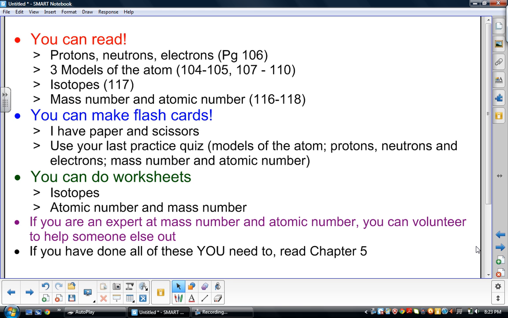So what if you did fantastic on the quiz, on whatever day we had the quiz, the practice quiz, I'm sorry. What if you did great on that and you don't need to do any of these things? Well, you should do one of 2 things. You should either start reading chapter 5, or you should volunteer to help somebody with mass number and atomic number. Alright? And your substitute teacher has instructions on what he should do if this does not go well. So make this work. Alright?